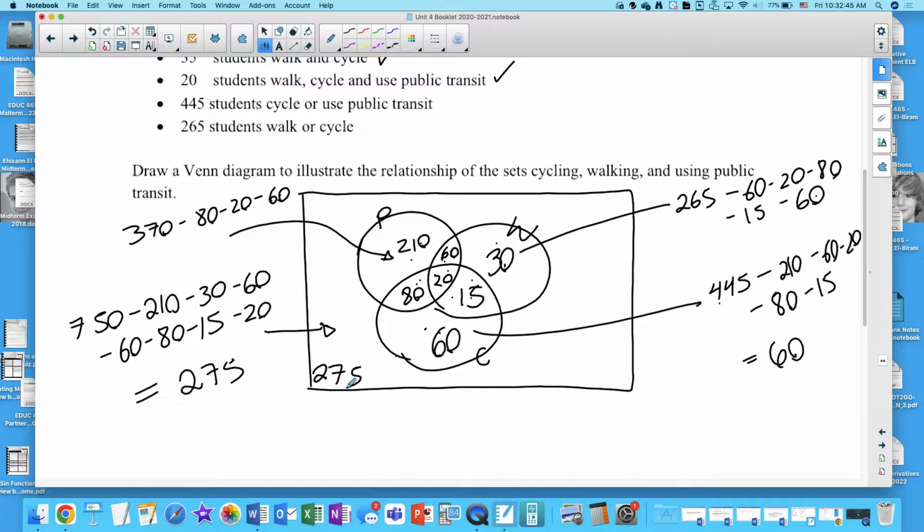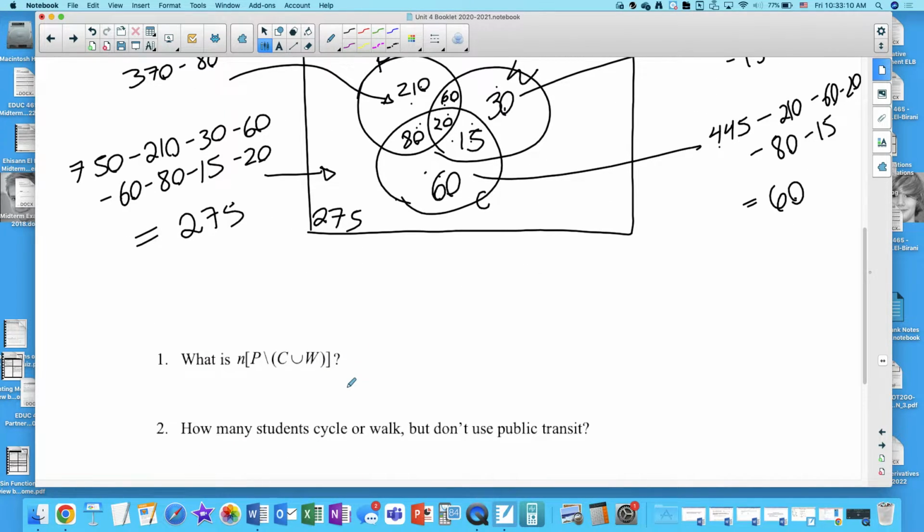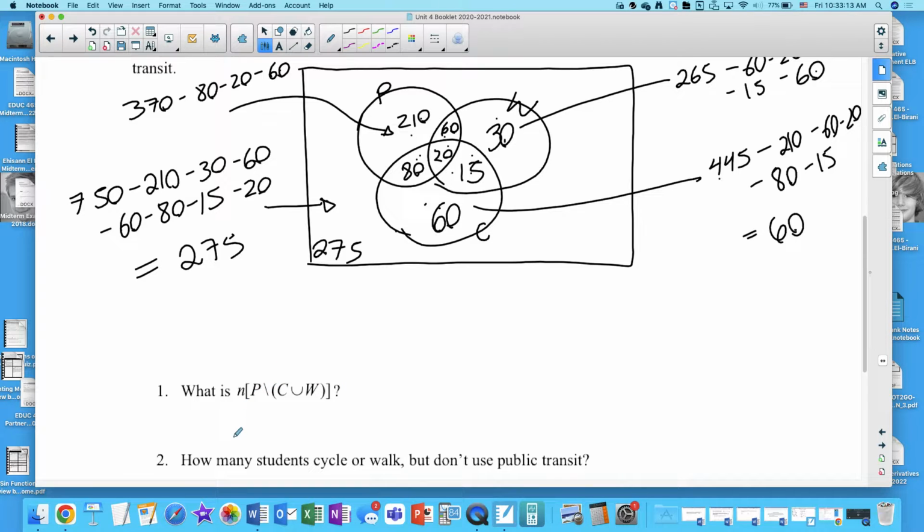Okay, so you constantly have to go through the clues again and see which one you can use. And the most important thing is if you're filling in a section of the Venn diagram, you can't have too many unknowns in that bubble. You have to only have 1 unknown. So if you have too many, you have to move on to another clue and then go back. Okay? All right, let's answer some of these questions. What is NP, P minus C union W.